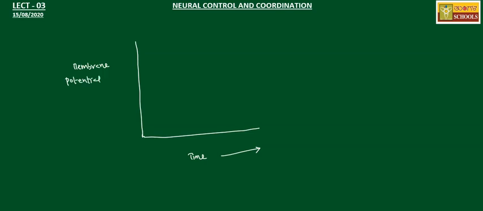Right. Now let us see this on a graph. We'll understand by taking a graph. So here, on the x-axis we'll take time. It's the time. And on the y-axis, I'm going to take the membrane potential, and that we'll take in millivolts. So membrane potential in millivolts.